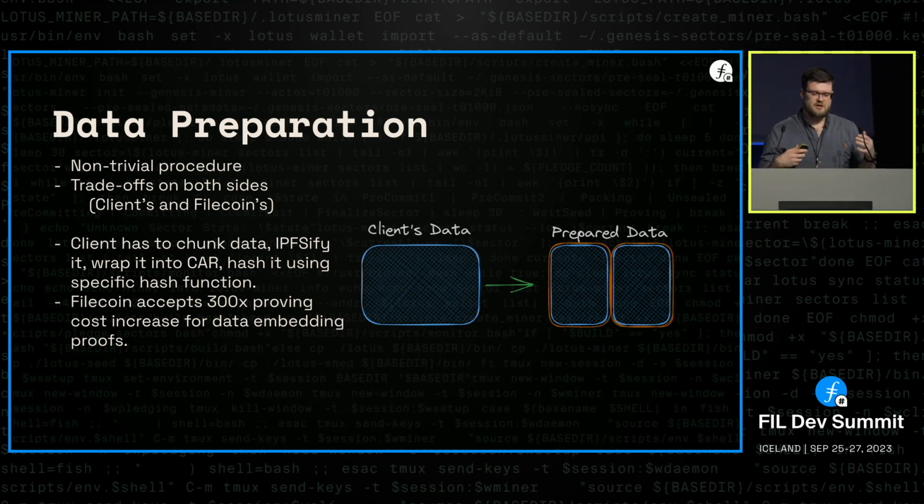You need to have your own hardware, and also the trade-offs we chose, when we chose the methods that are required for data preparation, so data that can be onboarded into a sector, there are trade-offs on both sides. Client has to do all this complexity, and Filecoin on the other side, for client's sake, accepts 300x cost increase for the data embedding proofs, because otherwise, it's completely not feasible for someone on an end user device to compute a 32 gigabyte commitment. That's nice in proofs. We use SHA for data in the CommD because it's nice for clients to compute.